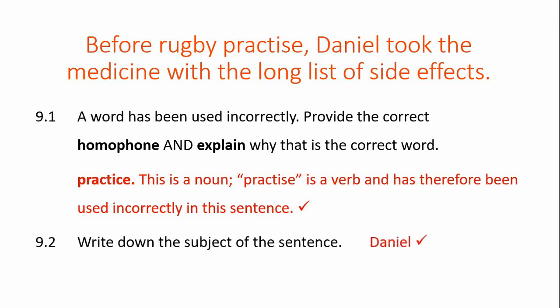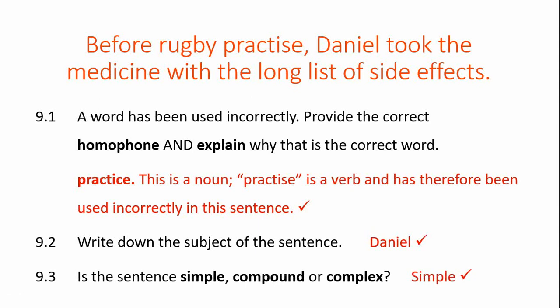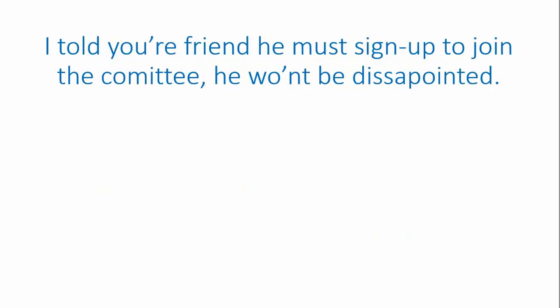9.2, write down the subject. Again, I look for the finite verb, took. Who or what took the medicine? Daniel. So even though before rugby practice is coming at the start of the sentence, it doesn't necessarily mean that that is the subject. Alright, so just be careful there. 9.3, is the sentence simple, compound, complex? Again, I look, step 1, how many verbs does the sentence have? Took is the only verb, so it is a simple sentence.